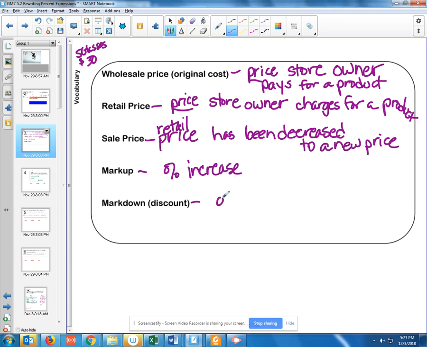A markdown or a discount, in our case, is we're going to talk about it as a percent that we decrease. I'm going to add the word add up here. And here I'm going to say subtract.